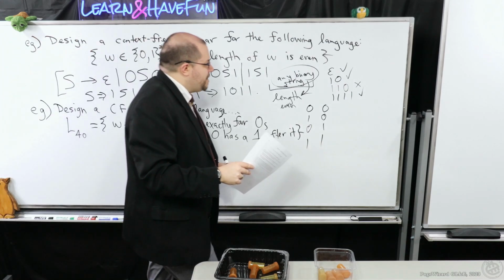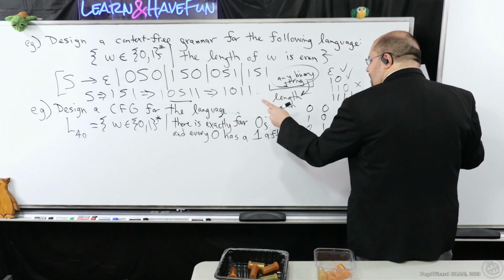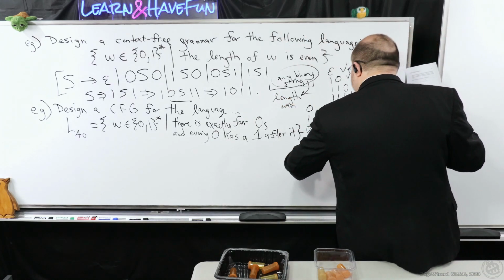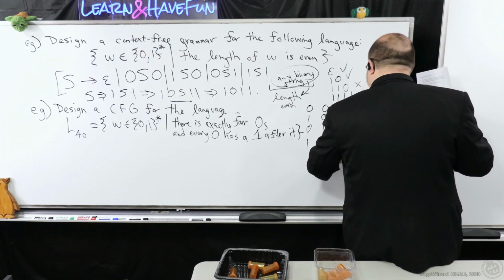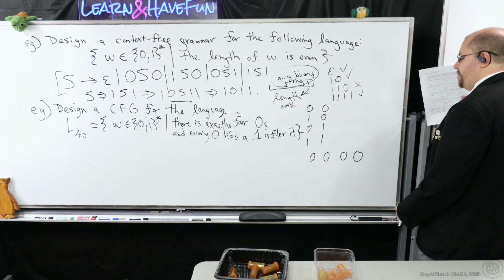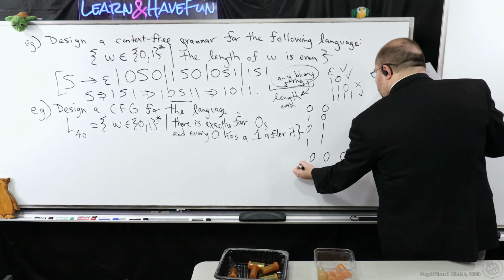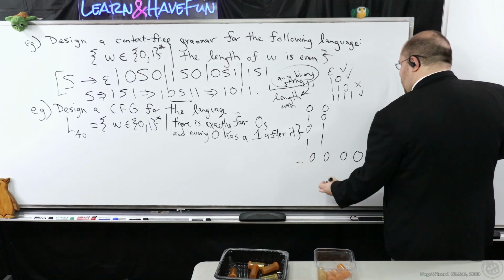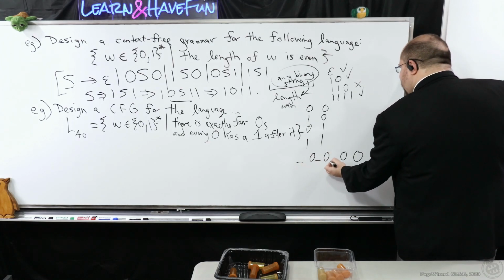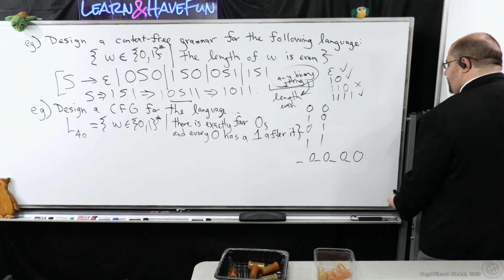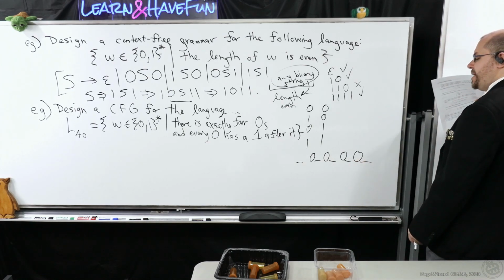I would like to see what the string has to look like. Now we know it has to have exactly 4 zeros, so it's always going to have a form that looks like this, where it's going to have 4 zeros. There might be stuff before it. There might be stuff in between here. There might be stuff in between here. There might be stuff in between here. There might be stuff in between here.